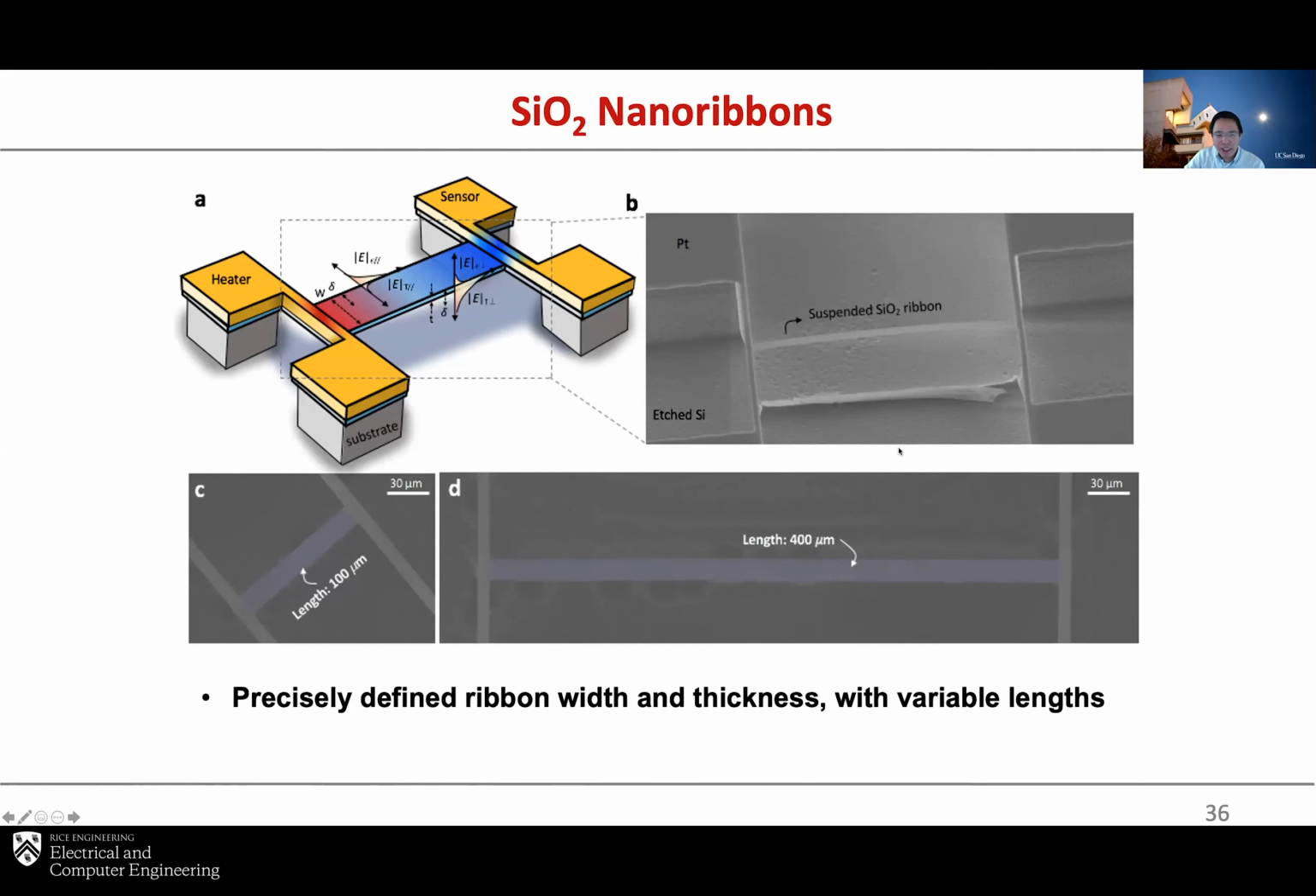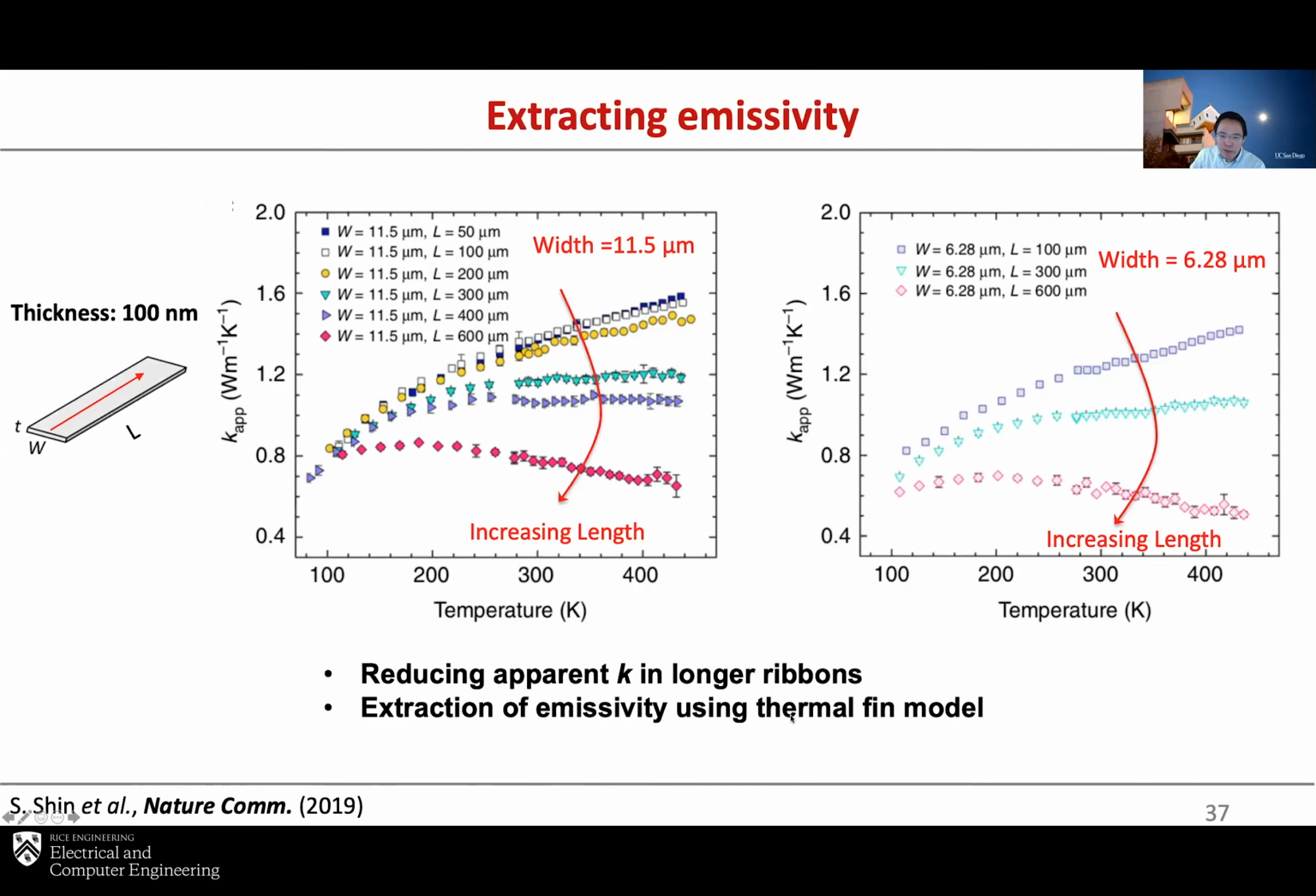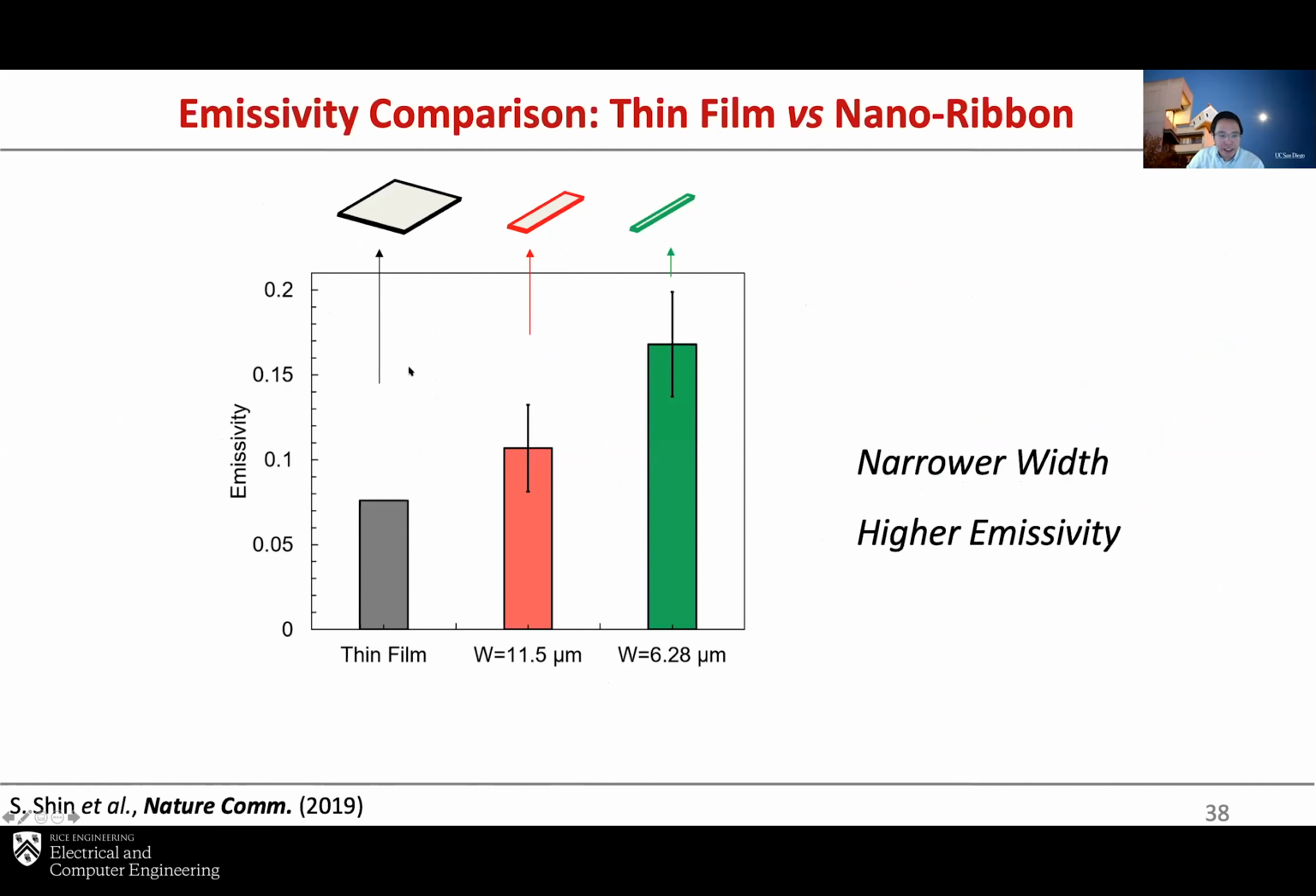I will not go into detail, but it's based on a very simple thermal fin model, like in undergraduate heat transfer, where you have nano-ribbons with this cross-sectional area but different lengths, say from 50 microns to 600 microns. You can measure an effective thermal conductivity from one side to the other. You'll see the effective thermal conductivity is reduced in longer ribbons simply because of radiation heat loss from the ribbon to the environment. With a longer ribbon, you have more heat loss, so you have a lower effective thermal conductivity. By doing this, you can use the thermal fin model to extract the thermal emissivity. So what we got here is this result at room temperature.